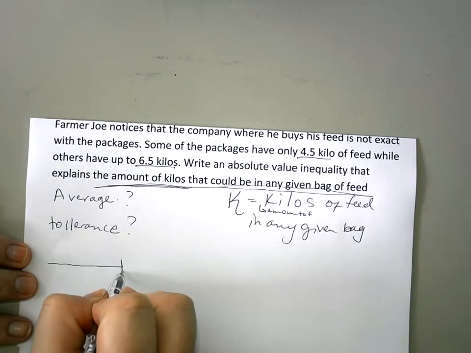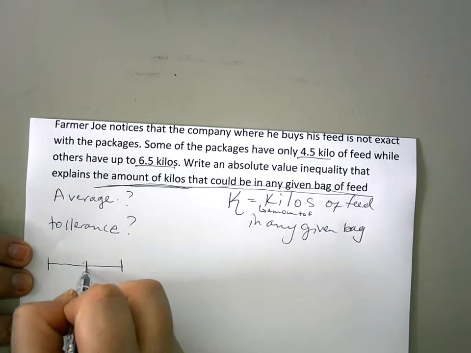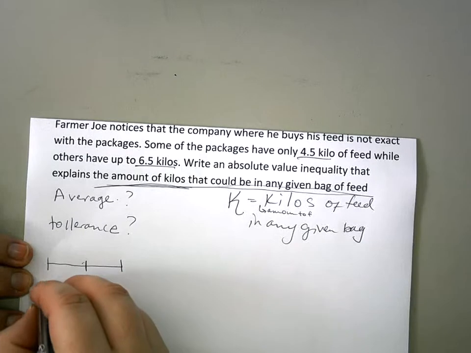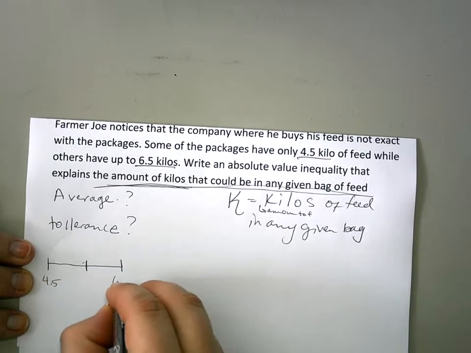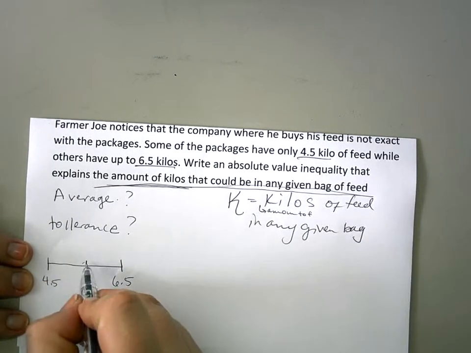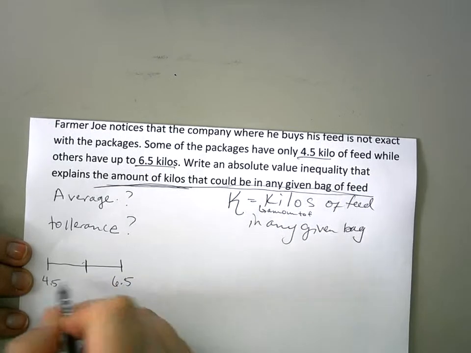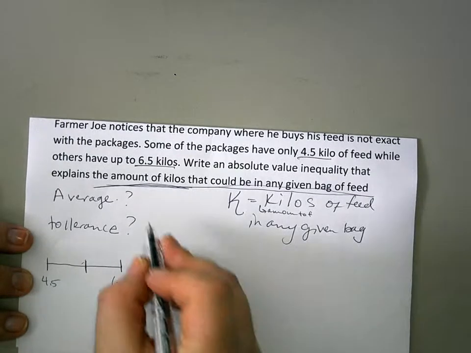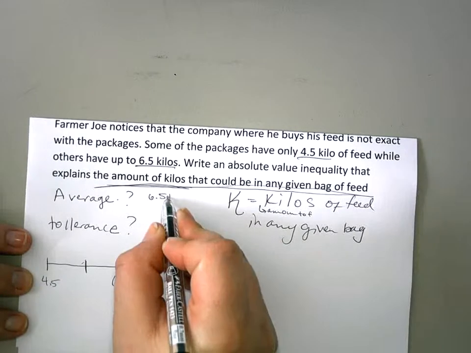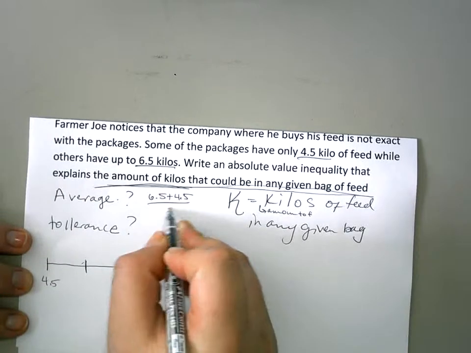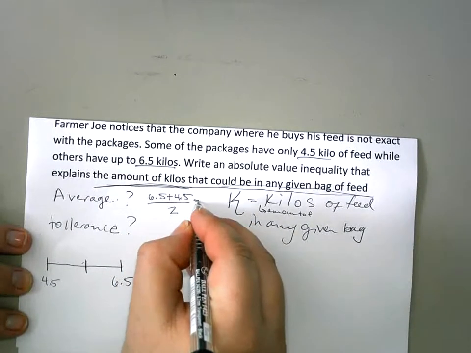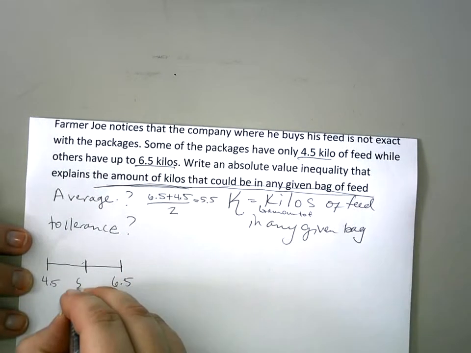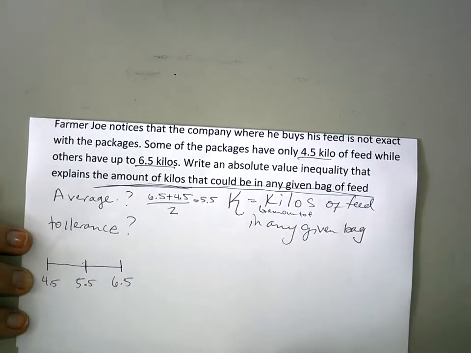Now let's look at average and tolerance in terms of the number line. So here we have 4.5, here we have 6.5. The average is the middle, exactly in between 6.5 and 4.5, and you can find that by adding them up and dividing by 2. That would be the value 5.5.